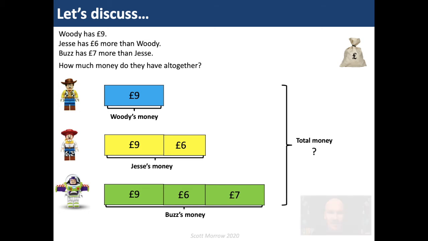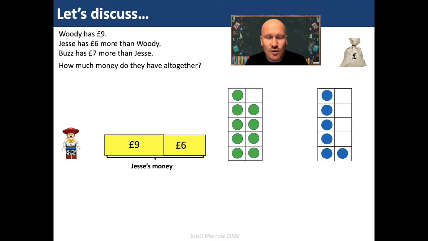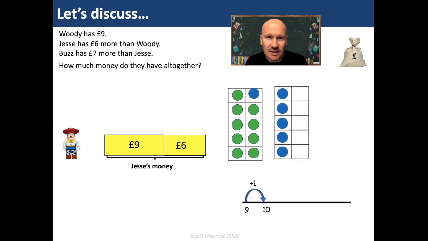Let's start with Jessie. She's got £9 plus £6. So let's put out 9 and 6 using our counters, and I'm going to show you what I'm doing on the number line. I'm going to start at 9, and rather than trying to count on all of that 6 at once, I'm going to add 1 to begin with. That gets me to 10, that gets me to a friendly number. Now that I've got to 10, I can add over the remaining 5 easily. And when I do that, that takes me to 15. So Jessie has £15.